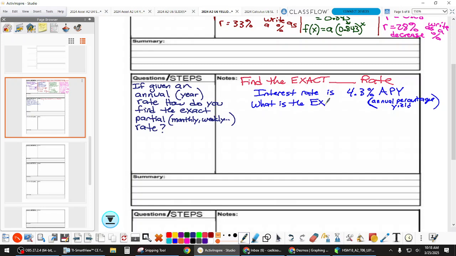So what is the exact weekly rate? That's the question we're going to answer. Our gut would say divide that by 52, but we don't. In fact, let's put that caution. Don't just divide.